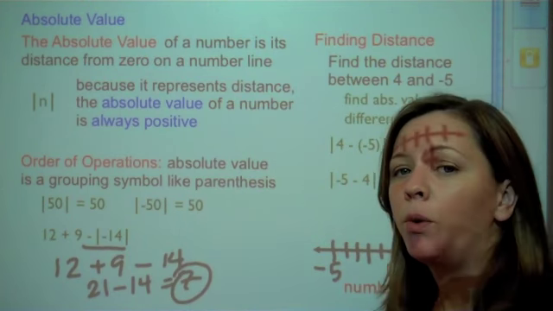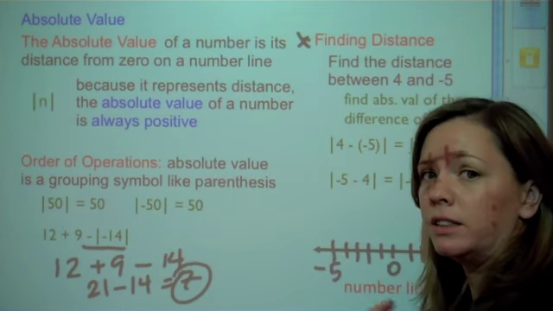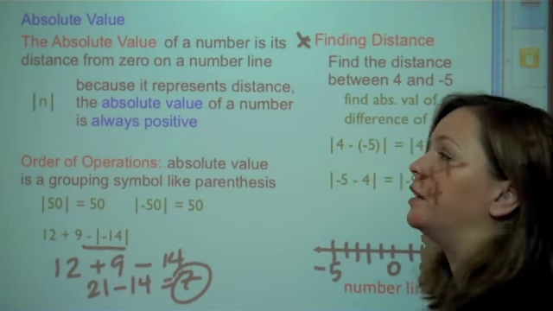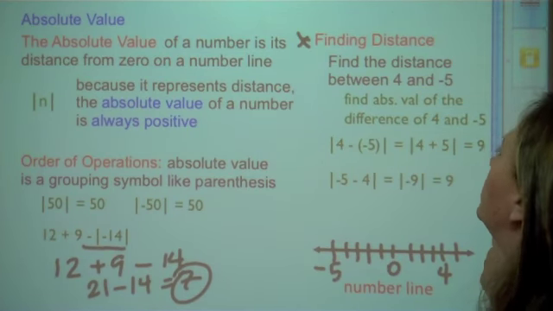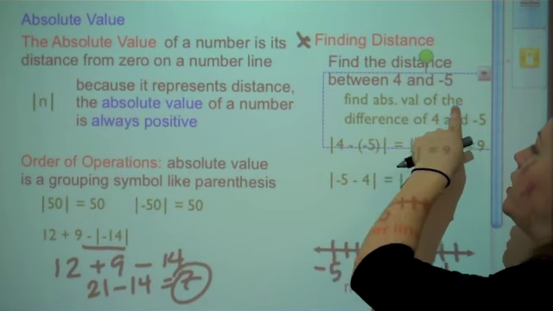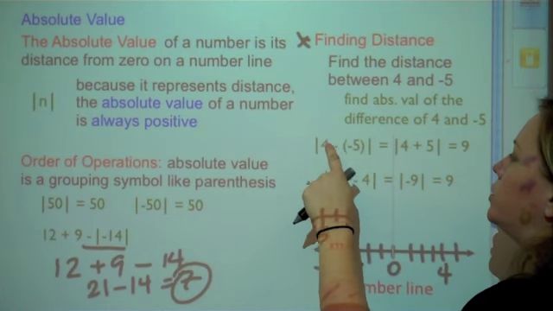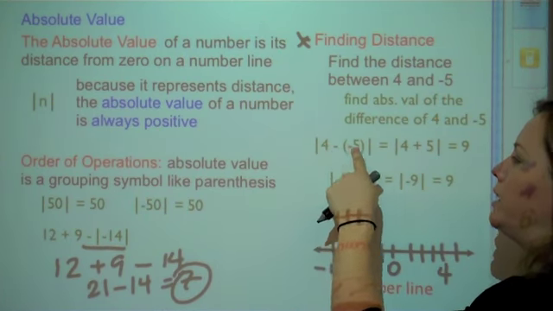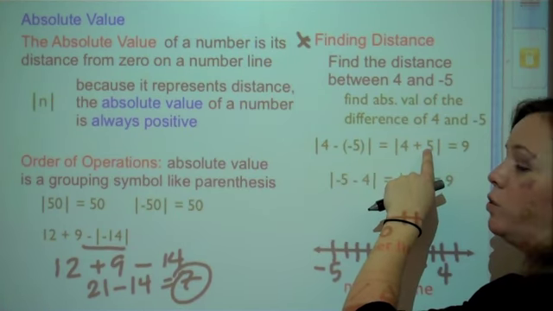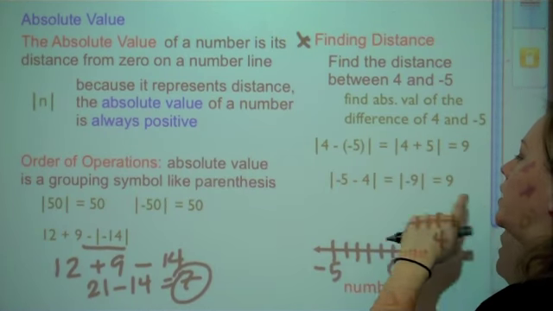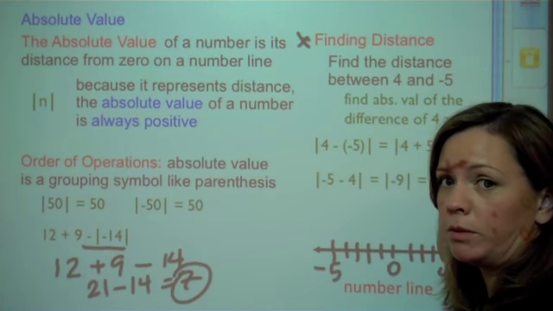All right, let's talk about how we can use absolute value to find distance, and this is one of the most common ways I've seen that this is tested on the Ames released items. Let's say we want to find the distance between 4 and negative 5. What we can do is find the absolute value of the difference of 4 and negative 5. So let's take a look at this expression. We have the absolute value of 4 minus negative 5. So that's the absolute value of 4 plus 5, which of course is 9, and the absolute value of 9 is 9. Now it's important to note that the order doesn't matter, and that's what's so great about absolute value.